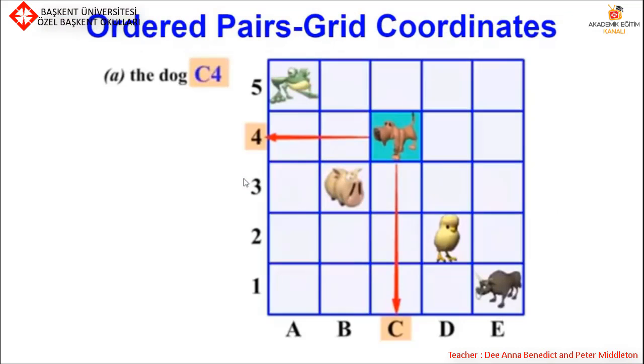And here we have coordinates for animals. So there are different animals on this grid. There's a frog, a pig, a dog, a chick, and a ball. The grid coordinates for the dog are C4. We use the y-axis and we go 1, 2, 3, 4 up. And we use the x-axis and we go A, B, C to the right. So this dog is at C4. That's its grid coordinates. What are the grid coordinates for the chick?